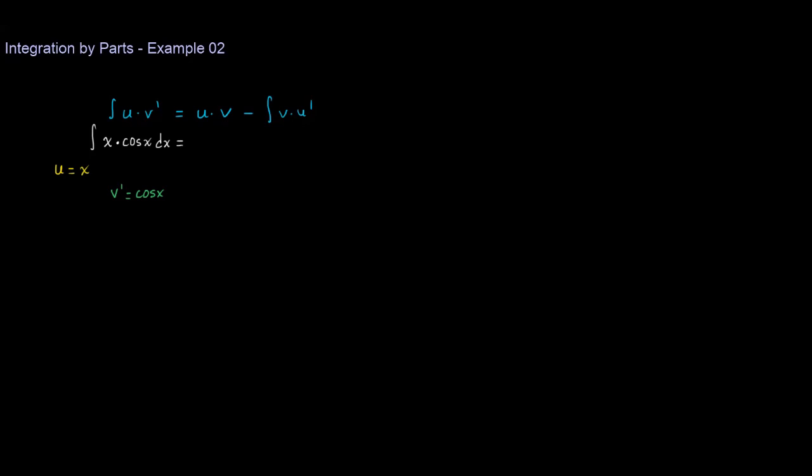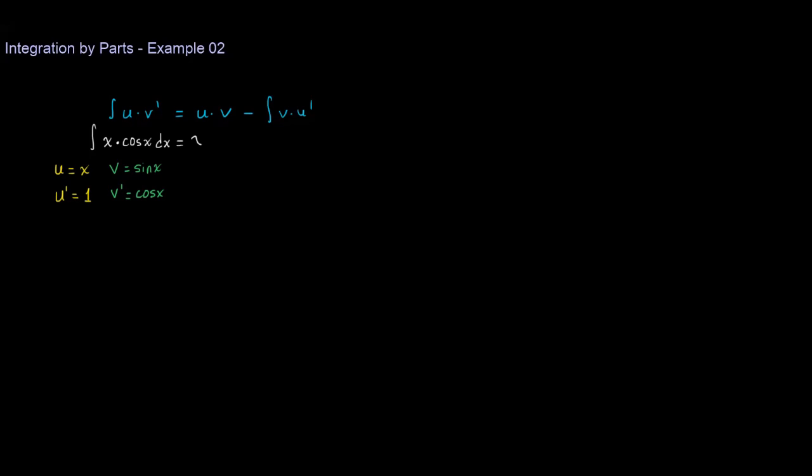Now, in order to fill in the whole formula on the right side, we need to find v and use it in these two places, and we need to find u prime. So I'm going to start getting u prime, which is pretty simple. The derivative of u, in this case, if u is equal to x, its derivative will be equal to 1. And now, if we start from v prime, in order to find v, we need to integrate the cosine of x. So the integral of cosine of x would be equal to sine of x, and with that we've got everything we need to fill in the blanks with the formula.